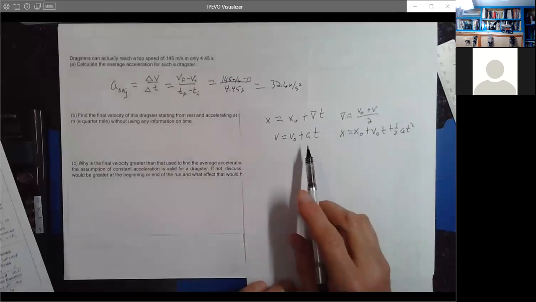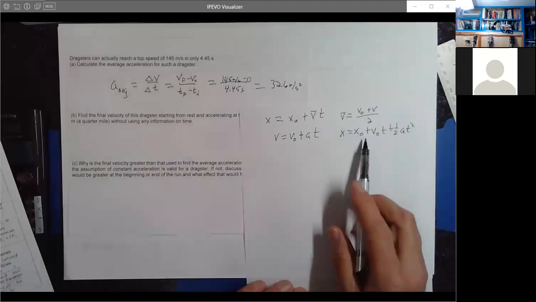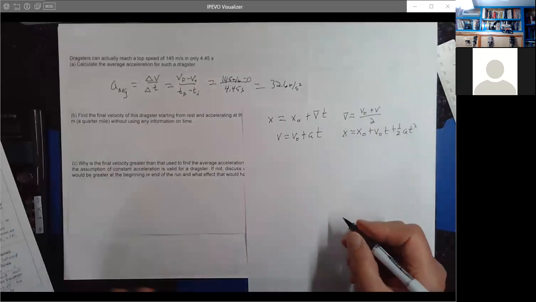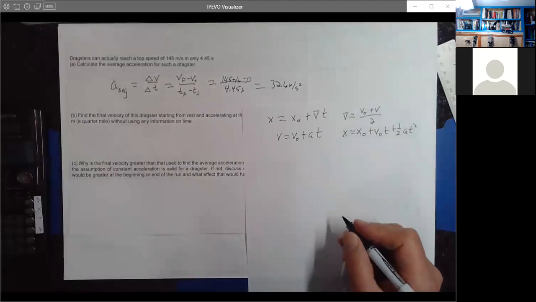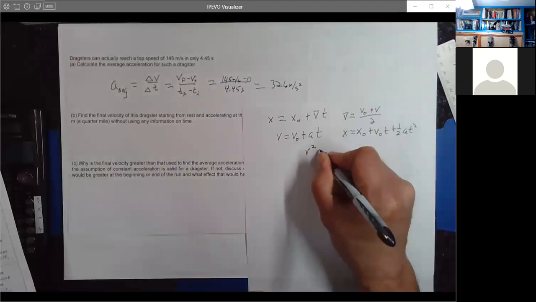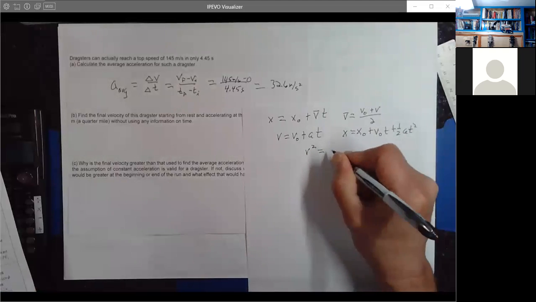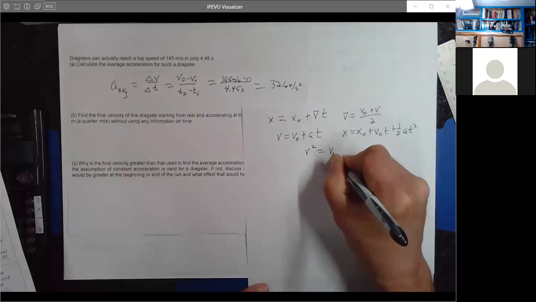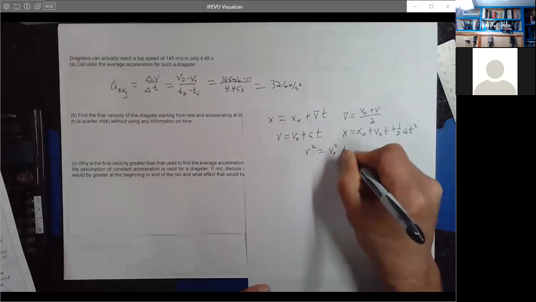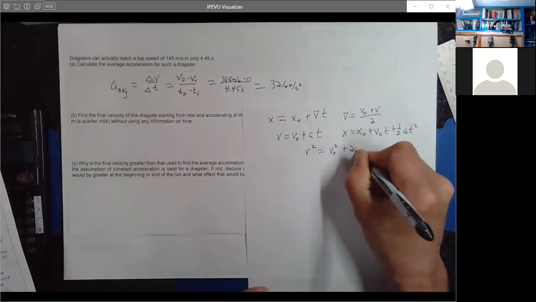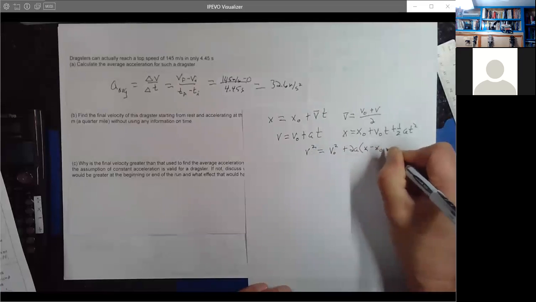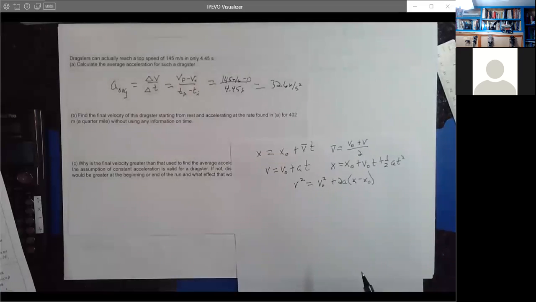So let's see. Can't use that, can't use that. Have to use that one that doesn't involve time that I gave you yesterday. And anybody try that algebra-wise? Algebra lovers out there. Somebody's got to love algebra. Anyway, it's this expression: v squared equals v naught squared plus 2a times x minus x naught.